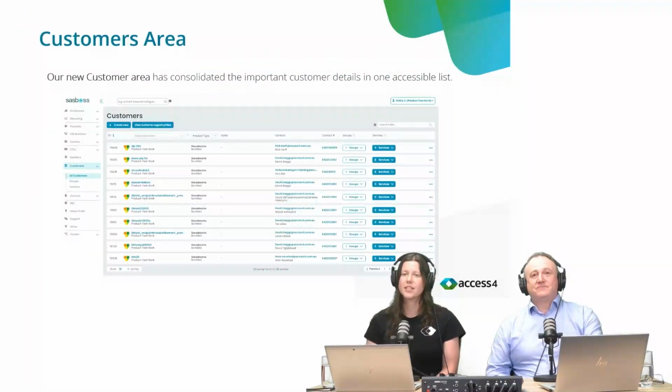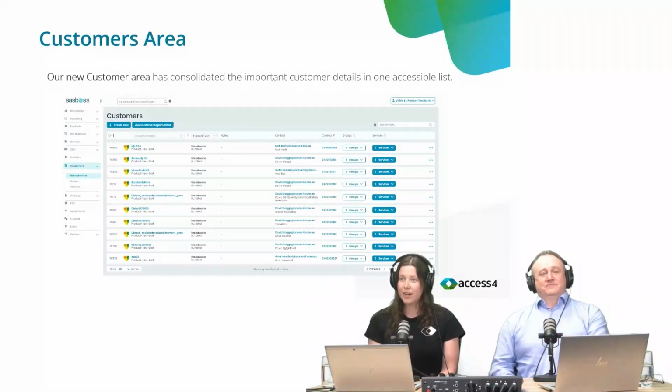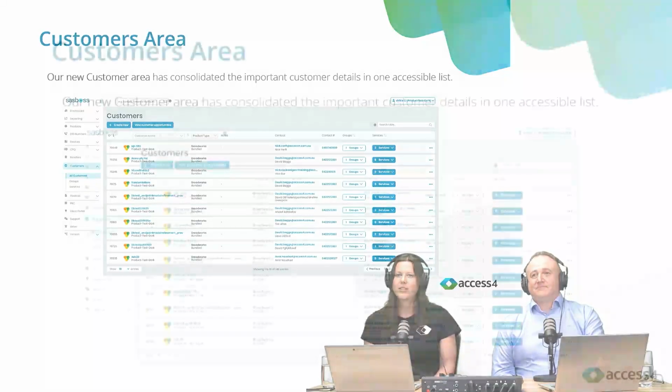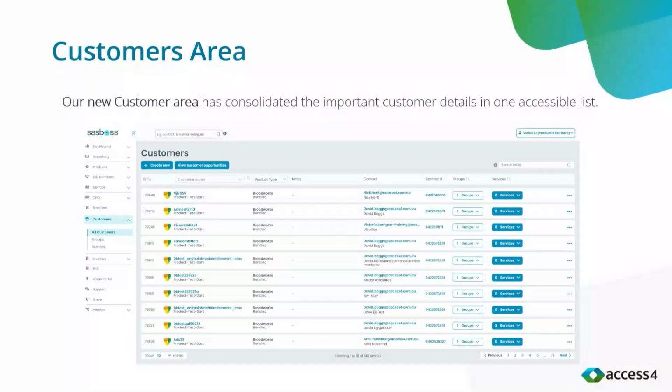Where you see most of the changes is when you get into the customers section. This is what was the enterprise page, it's now the customers page. And you'll notice, although the UI is a new color, everything's in the same place. It's still a table that has all of your customers in there. There's a create new button, view customer opportunities. They're all still there. So all the same functionality, it's just a little bit easier to read. What we have added is two new columns, groups and services. This allows you to see your customers and how many groups and services there are at a glance.